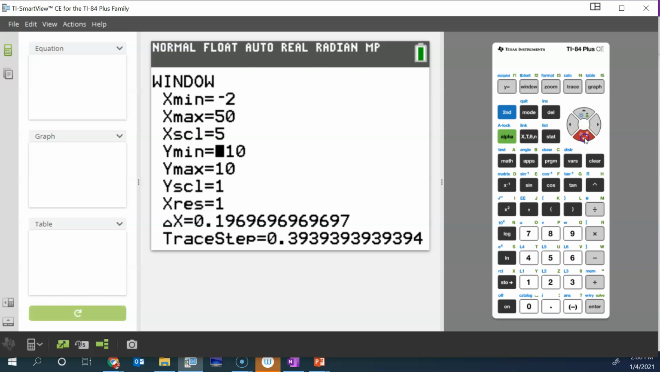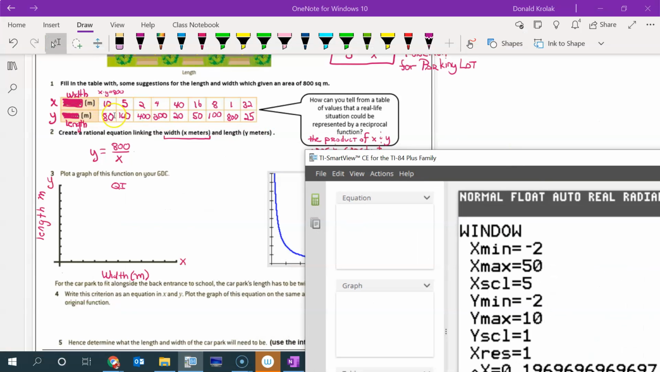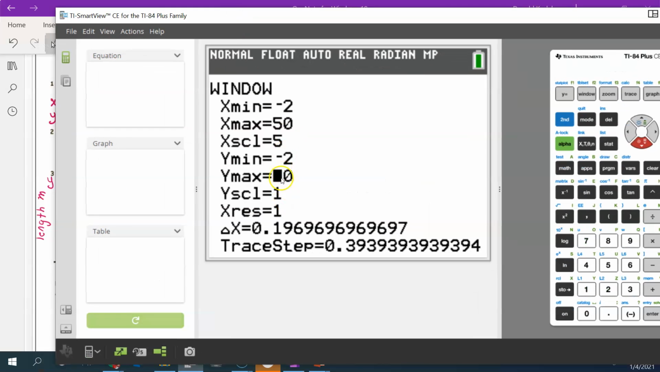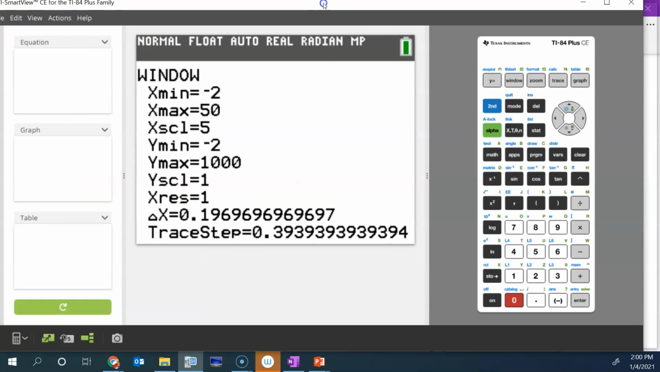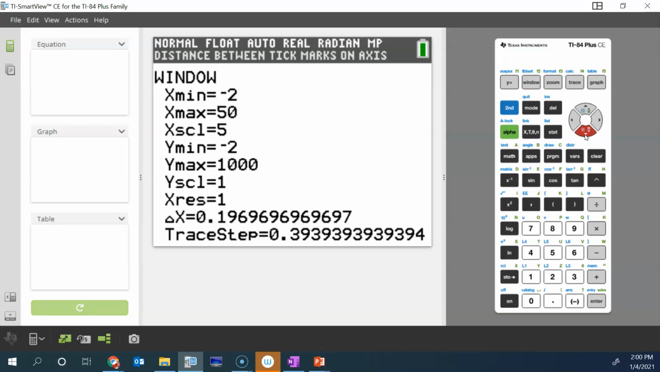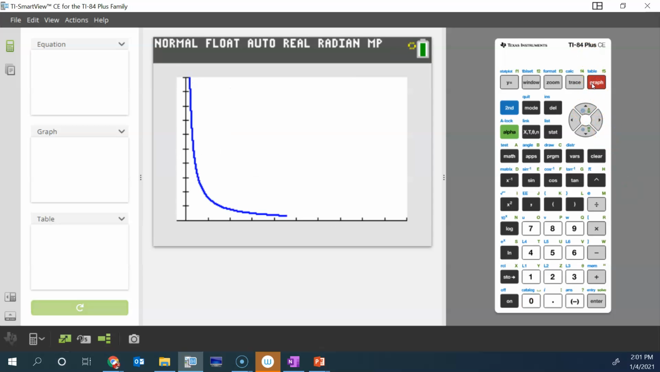Okay, now the Y, I'll make this guy -2 again, so I can see the axis. Okay, and now when I look at the Y coordinates, I got a 20 and I got all the way up to 400, all the way up to 800. So we'll go up to 800 or 1,000 and we'll see what it looks like. So I would now count by 100s. And we'll see if this gives us a decent picture. Yeah, not bad.